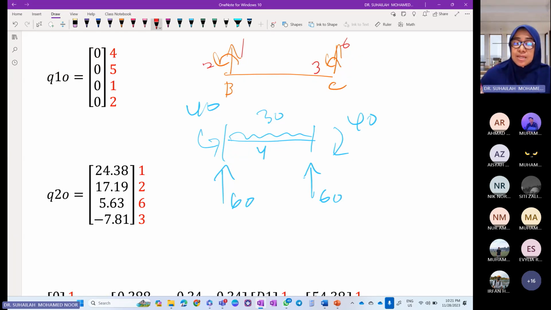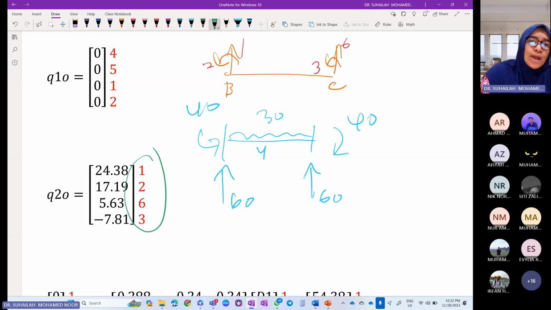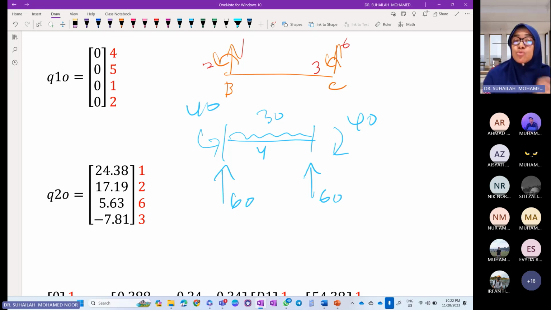So this is actually referring to that position. 1, 2, Y, Z for B. 6, 3 is Y and Z for C. So now why do I have to draw this diagram? Because it is easy for me to compare and put the value in Q2 naught. Okay, so we just need to compare and put the value.